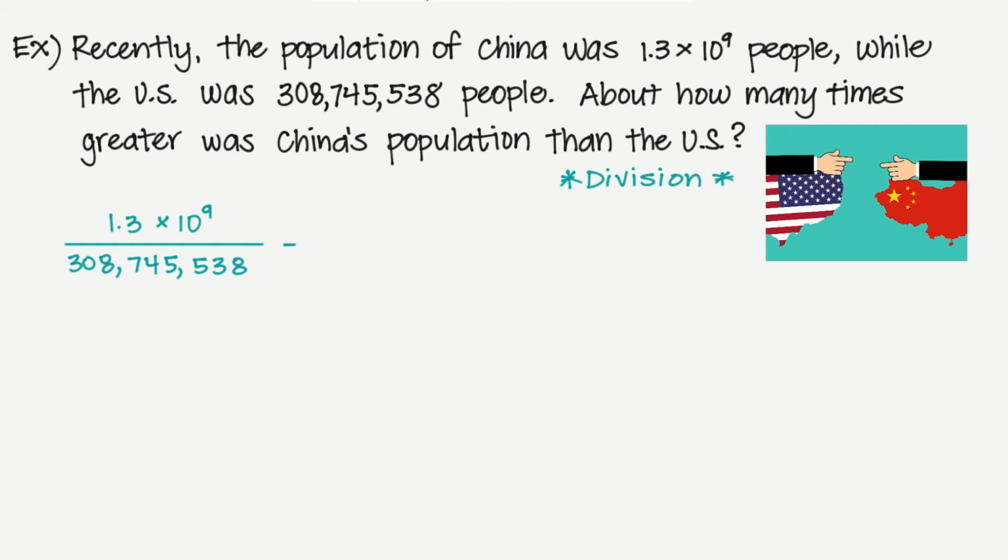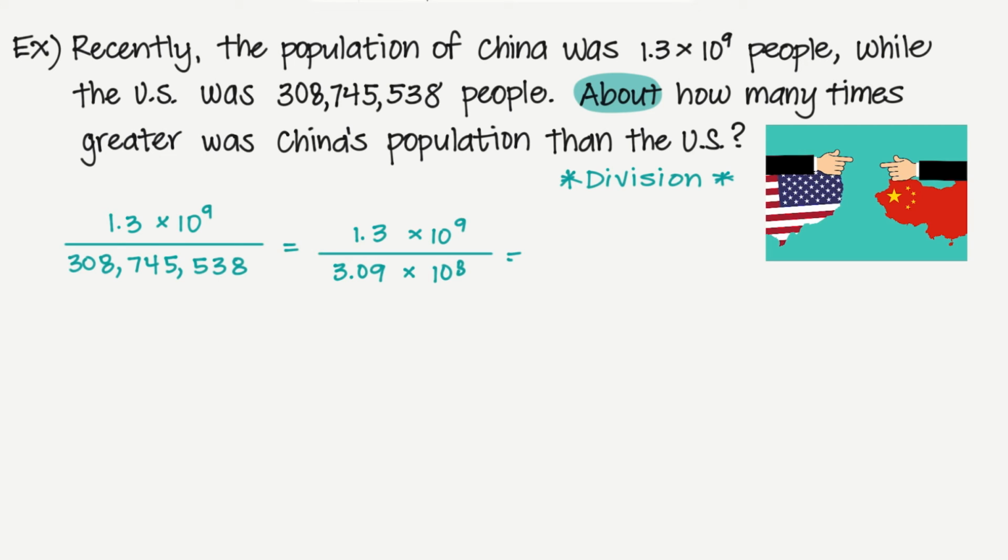So let's start with China's population and divide it by that huge number that we have for the US, 308,745,538. And I'm going to just rewrite the China population. And I want to turn the US population into scientific notation. But since it says about, I'm not going to write out this entire number. So I'm just going to kind of round it. So I'm going to say 3.09 times 10 to the 8th power.